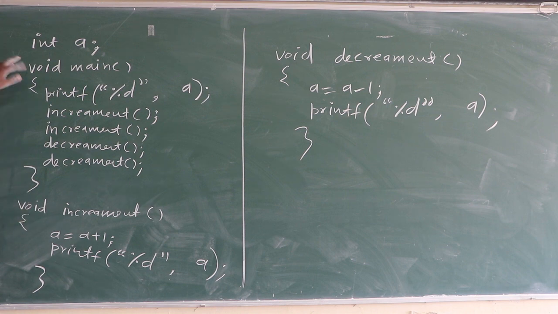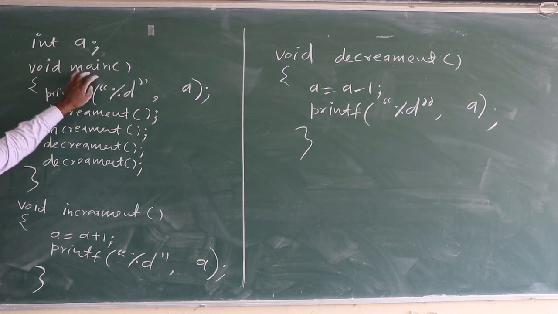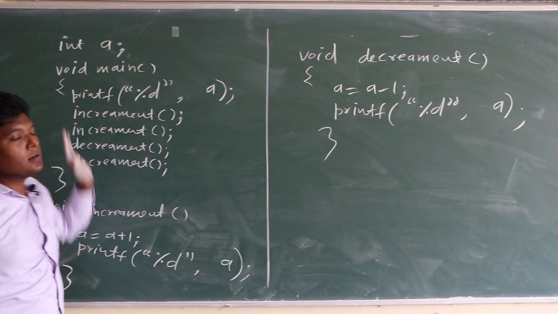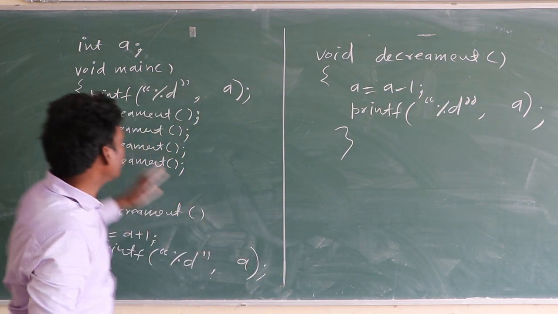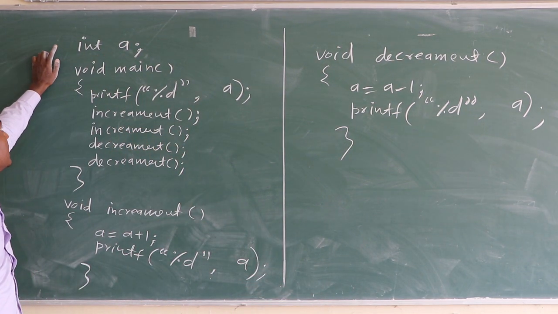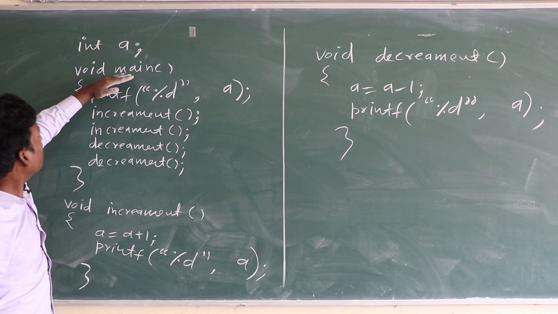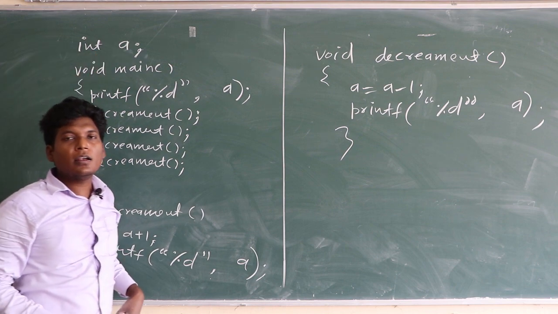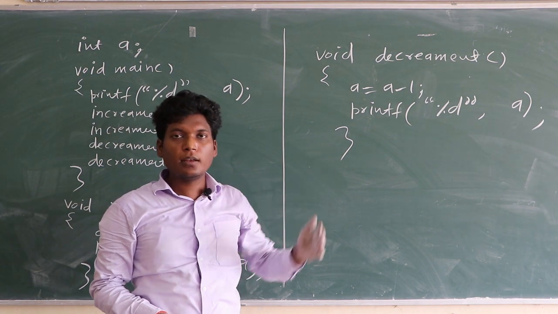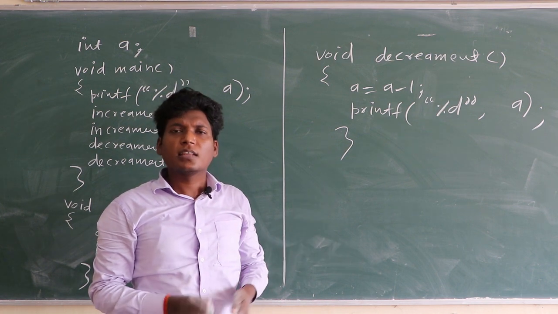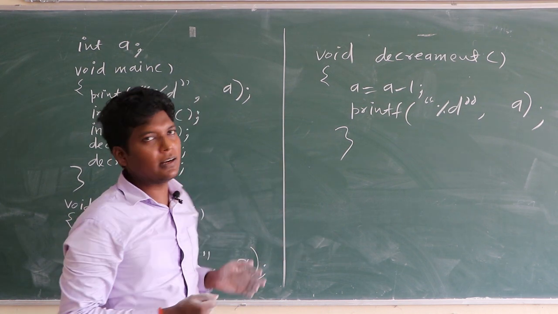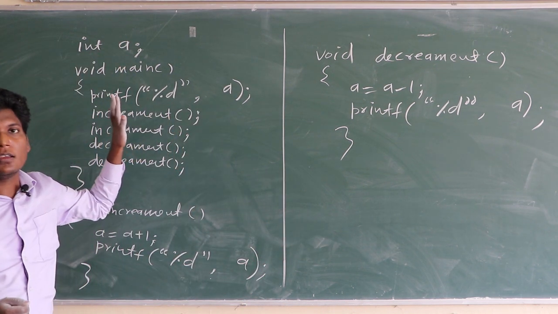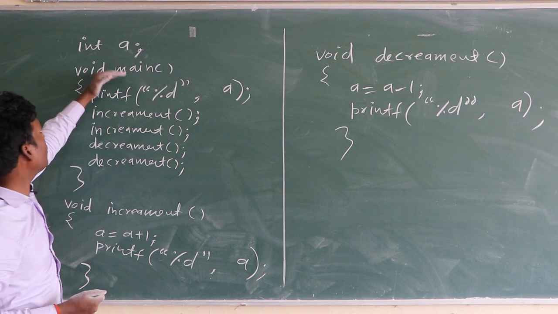Here int a is declared before main, so int a becomes a global variable. Global means the external storage class is there. By default this is global. There is no need to mention the extern keyword, because you declared int a before main. So any variable declared before main becomes a global variable.